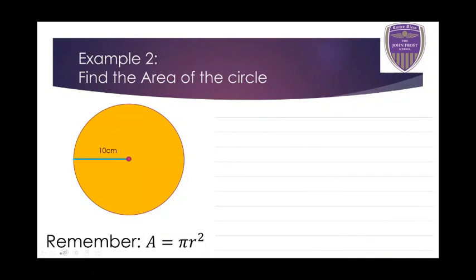So here we've got a circle, and I can see from the circle that we have a radius of 10 centimeters. So r equals 10 centimeters. And remember, pi is always 3.14. Okay. So here we go. A equals pi r squared. So A equals, well, pi was 3.14, multiplied r was 10, so times by 10 squared. And remember, 10 squared equals 10 times 10, which is 100.